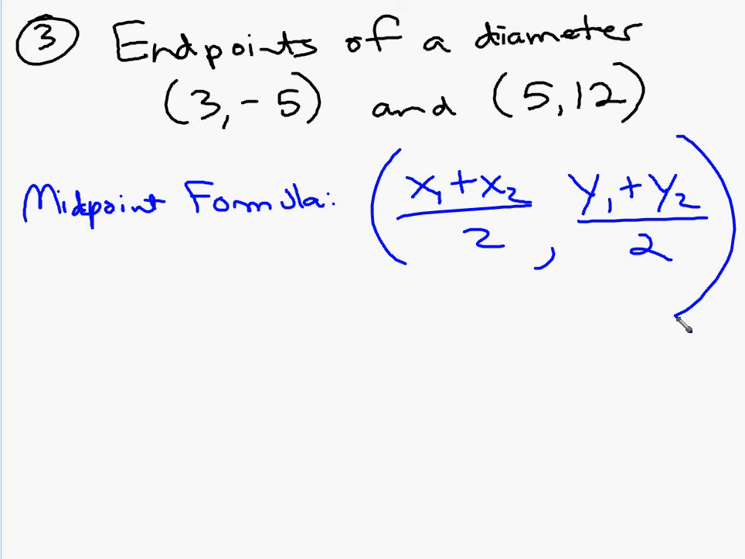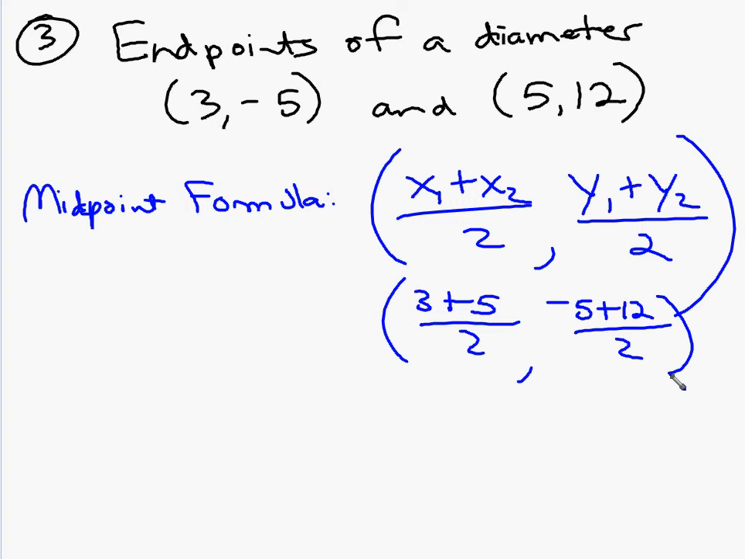All right? So, using that, I have 3 plus 5 divided by 2 and negative 5 plus 12 divided by 2. So this is going to be 4, 8 divided by 2 is 4. This is going to be a 7, so that's going to be 7 halves. You can just leave it as 7 halves. We need to get used to using fractions anyway. What is this point? The center. We'll just call it C for the center.